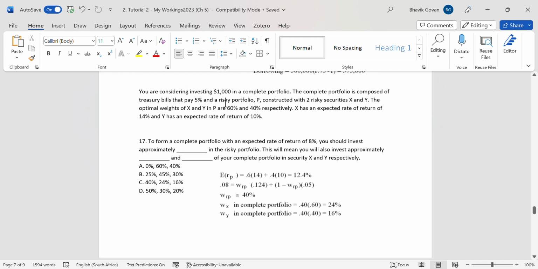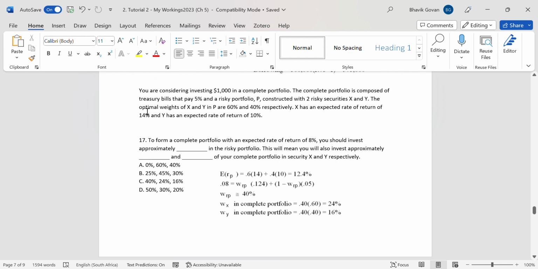You are considering investing 1,000 in a complete portfolio. The complete portfolio is composed of treasury bills that pay 5% and a risky portfolio P constructed with two risky securities X and Y. The optimal weights of X and Y in P are 60% and 40% respectively. X has an expected rate of return of 14%, Y has an expected rate of return of 10%. To form a complete portfolio with an expected rate of return of 8%, you should invest approximately something in the risky portfolio. This means you'll invest something and something of your complete portfolio in securities X and Y respectively.